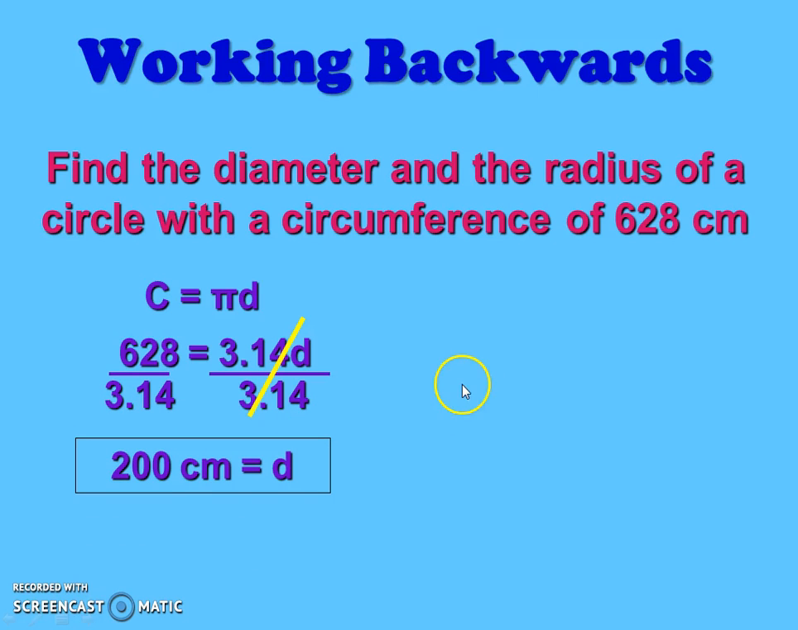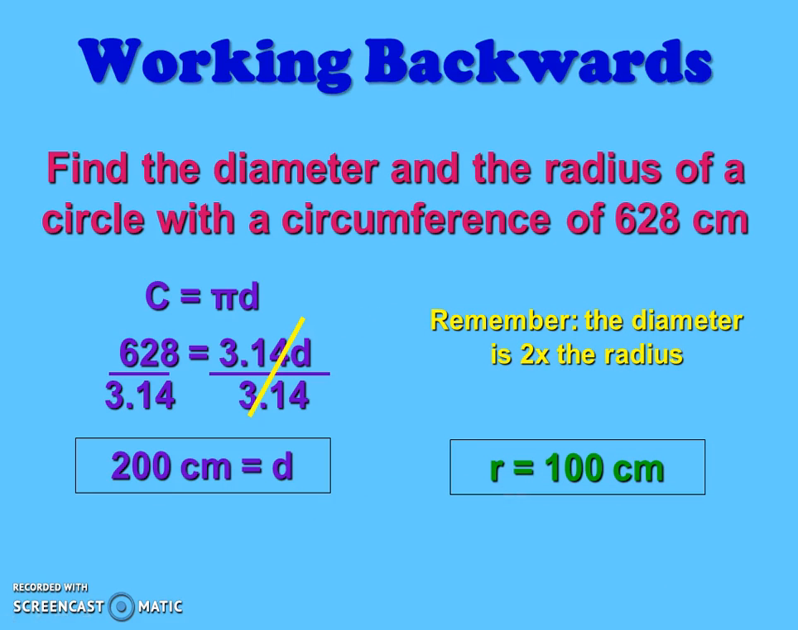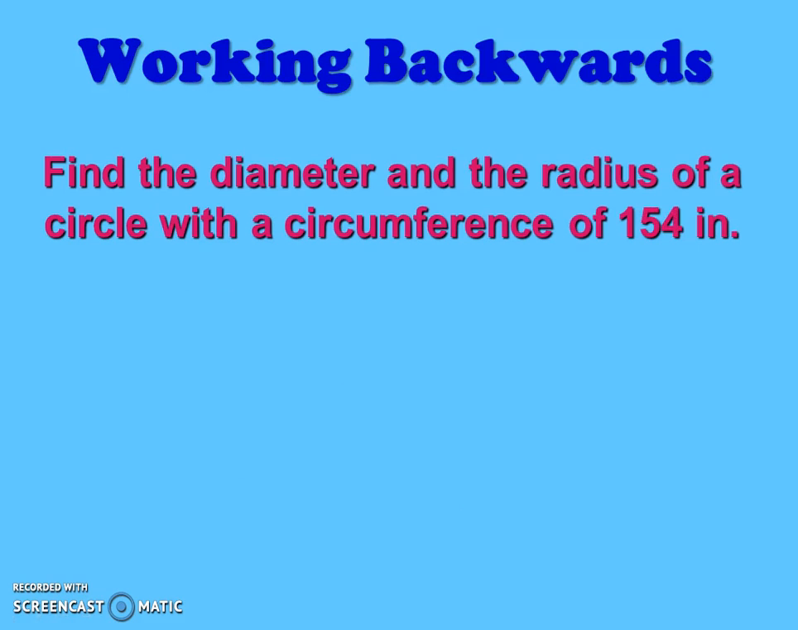Now, if the diameter is 200 centimeters, think about how you could get the radius of that circle. The diameter goes all the way across, the radius only goes halfway across. So if all the way across is 200 centimeters, then the radius being halfway across would be 100 centimeters. Okay, let's try another one of those.